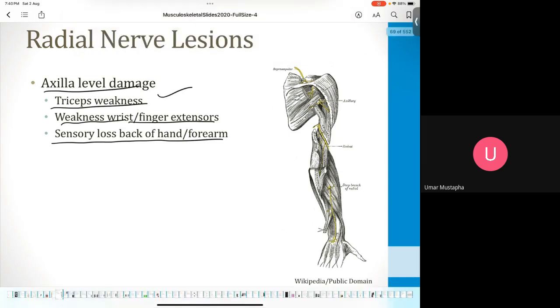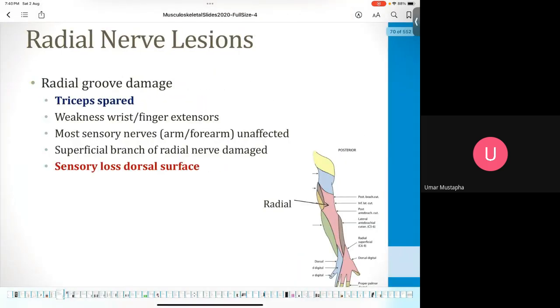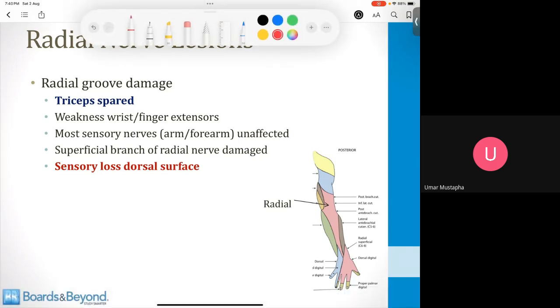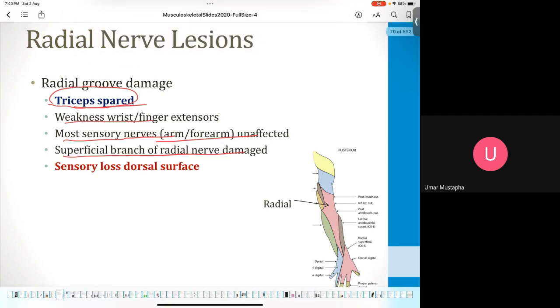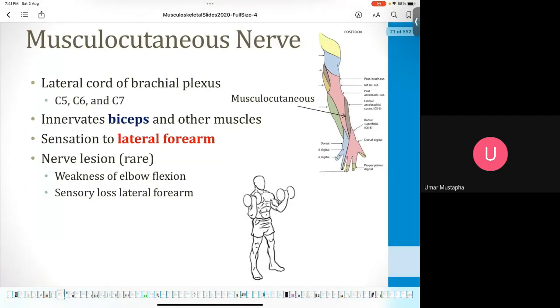We discussed that. Radial nerve lesion at the groove: tricep function is going to be spared, as we discussed. If you have damage at the groove, tricep won't be affected. But the wrist is still going to be affected. The superficial branch of the radial nerve is going to be damaged, so sensory loss on the dorsal surface is also going to be seen if you have damage at the shaft, or the radial groove.